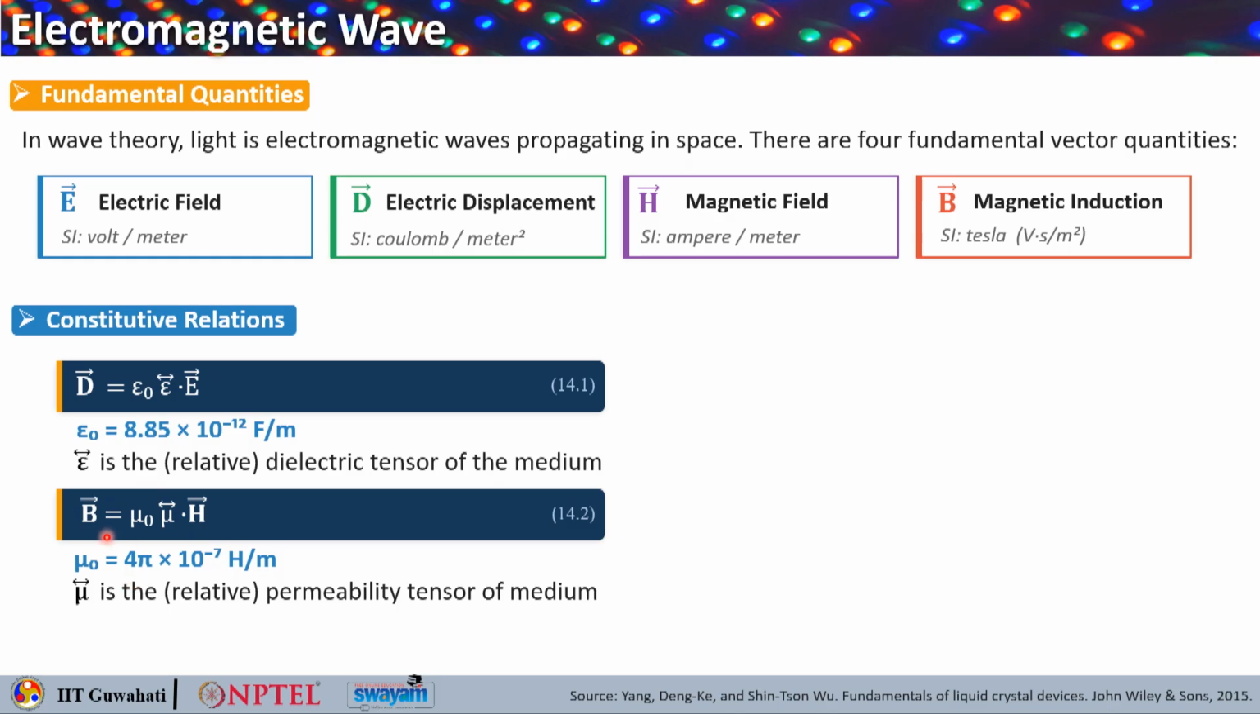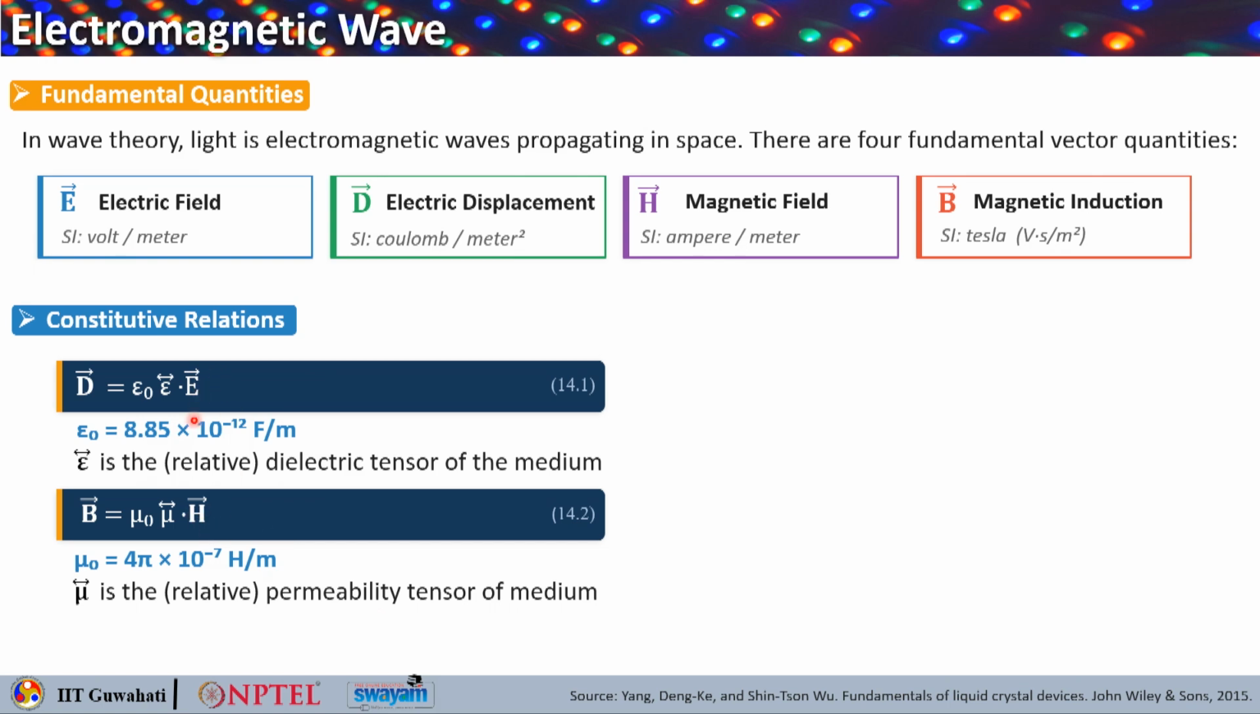Similarly, for magnetic fields, you have the magnetic induction or magnetic displacement given as mu naught into the mu tensor, which is the relative permeability tensor of the material, and then you have H, that is the magnetic field.